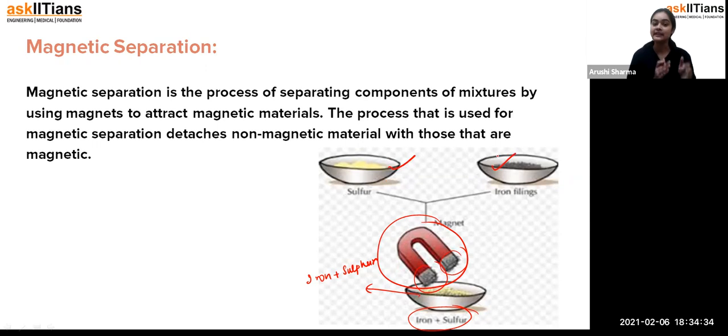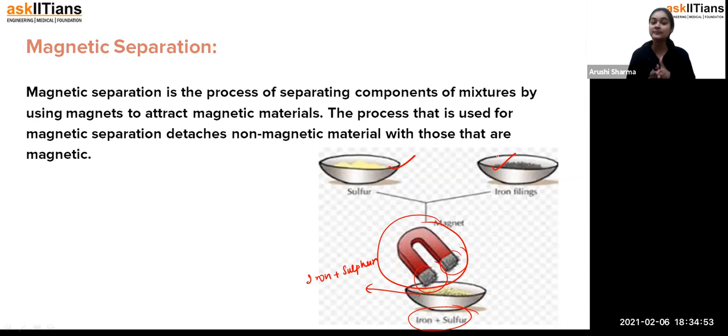So students, we use the magnetic separation technique in such types of mixtures when we have to separate out the components. And what type of components? It must be a mixture of a magnetic one and a non-magnetic one. If both of them are non-magnetic, how are you going to separate them? By using a magnet, you can't.